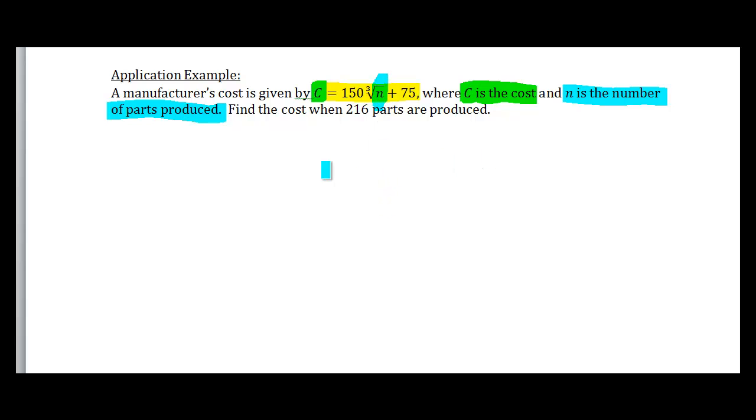If I want to answer this problem, I've got to look at what they give us and what they're asking us to find. They're saying find the cost. Well, cost is given by C, so I'm going to find C when 216 parts are produced. This 216 is the number of parts, so I want to find C when n equals 216. So going to my equation, I'm going to have C equals 150 times the cube root of n, but I want to know when n equals 216, so I'm going to put 216 in the place of n, plus 75.